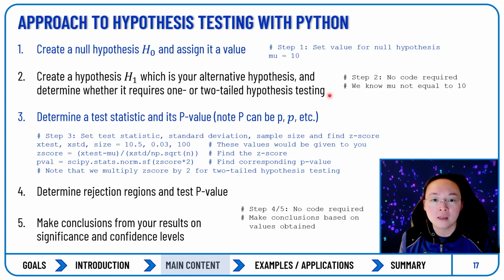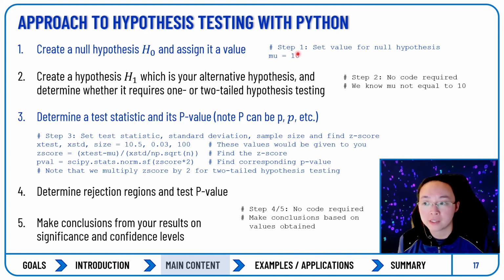So number 3, determine a test statistic and its p-value. Just keep in mind, p-values are usually represented as capital P, or little p, italics p. As long as it's p-value, you know it's the chance of getting that value given the null hypothesis. In this case, we have to set the test statistic, the standard deviation, the sample size, and find the z-score. It says over here these values would be given to you, and that's correct.